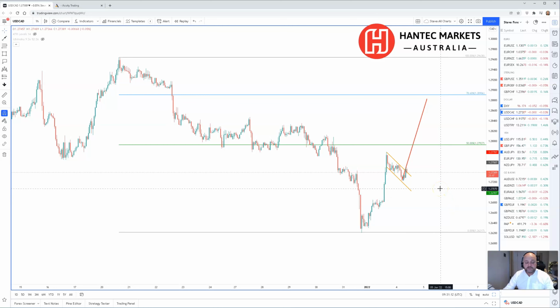Dollar CAD obviously is correlated with oil. Oil's holding quite nicely at the moment. Any move to the downside in oil could influence dollar CAD or vice versa. So that's the trade of the week this week, looking positive on dollar CAD.